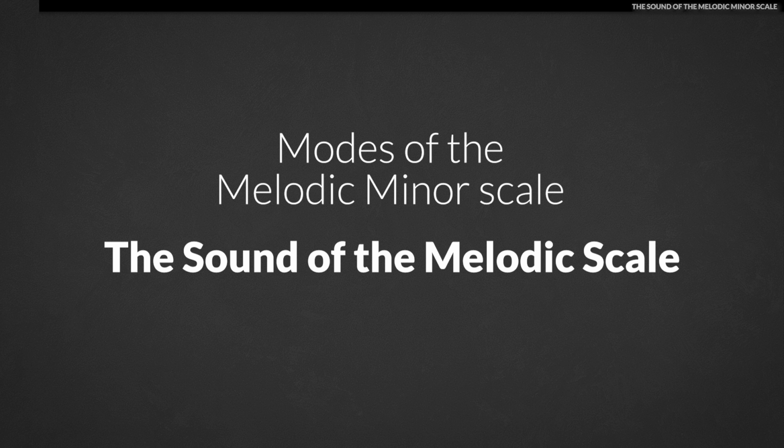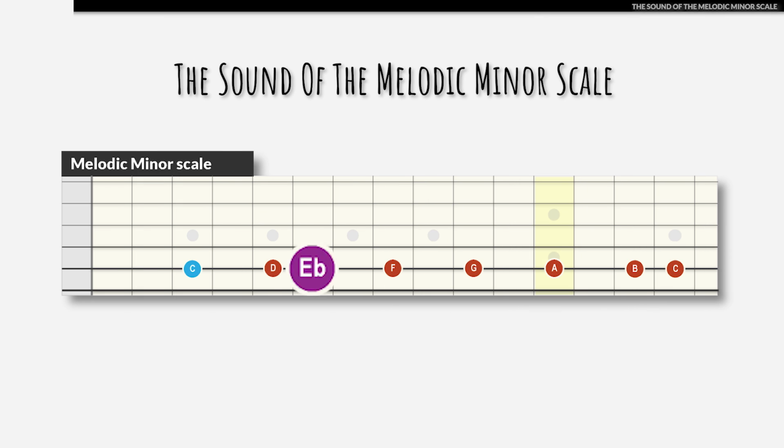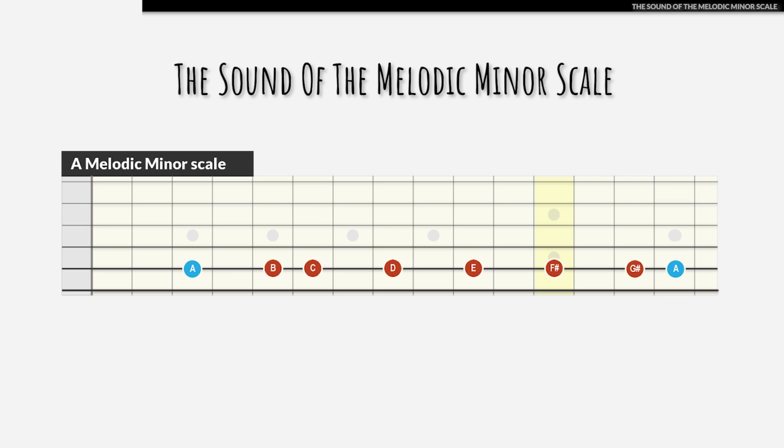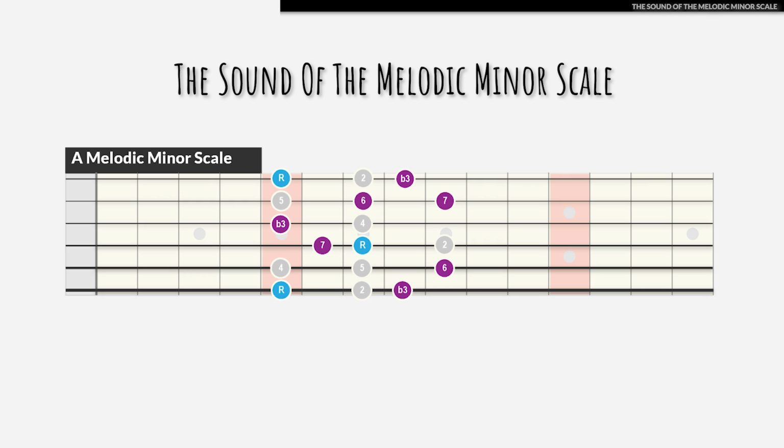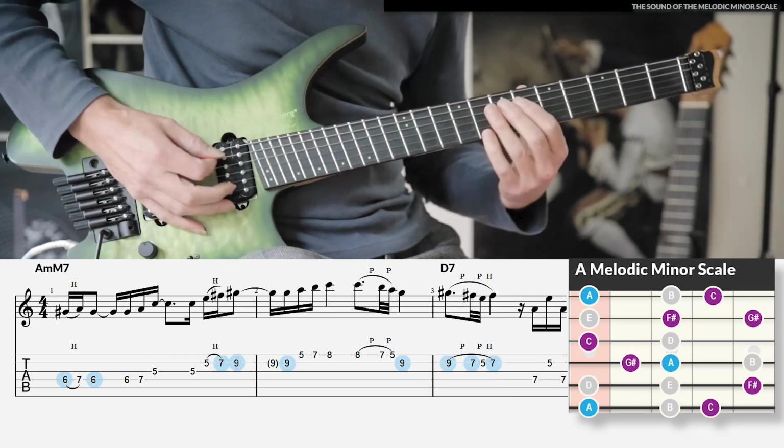Now the 3 notes that outline the melodic minor scale are the minor 3rd, the major 6th and the major 7th degree. In A melodic minor that would be the notes C, F sharp and G sharp. So emphasizing these notes while improvising will trigger the melodic minor sound. Now in this diagram of the A melodic minor scale I've marked those important notes, which I will emphasize in the next example.